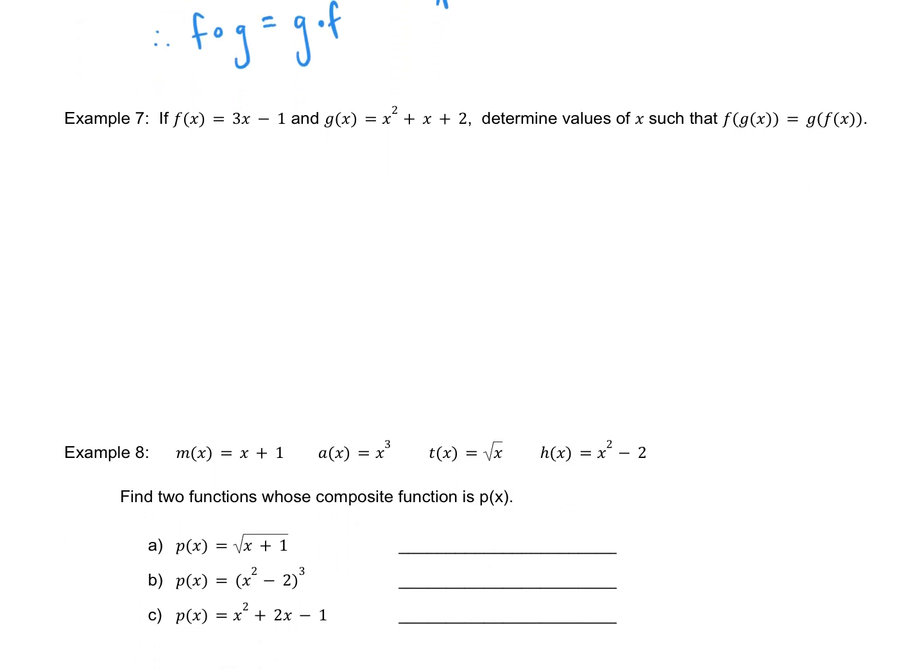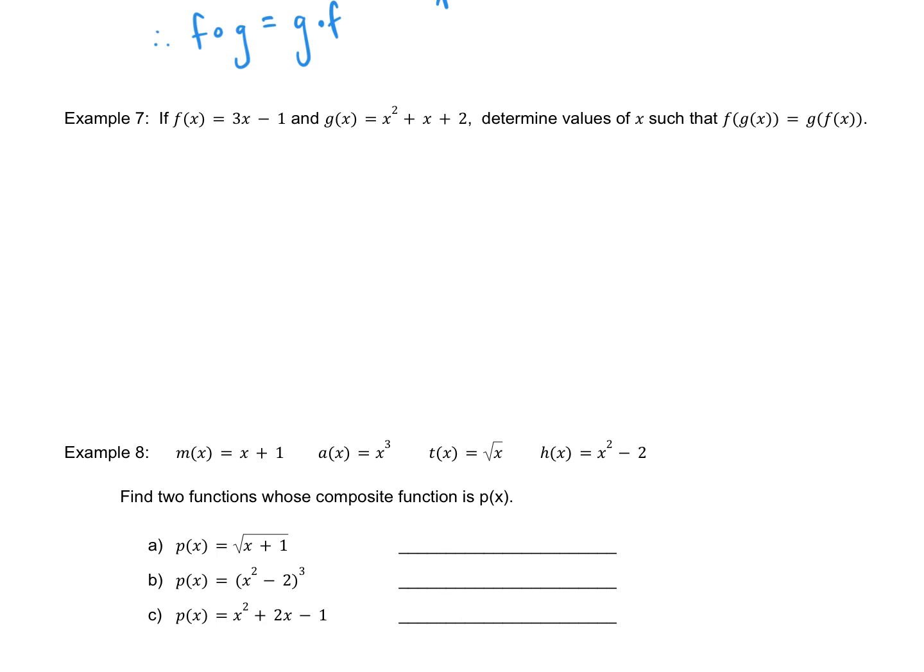Next, if f of x is equal to 3x minus 1 and g of x is equal to x squared plus x plus 2, determine the values of x such that f of g of x equals g of f of x. So this is just saying there might be one or two x values that when I plug that value into function f and then plug that y into g, it's going to be the same thing as me plugging that x value into g and then taking that to plug it into f. So we need to find those perfect values that make that work.